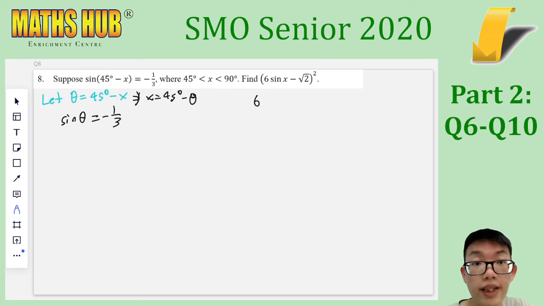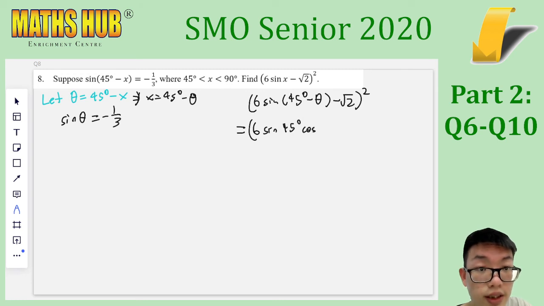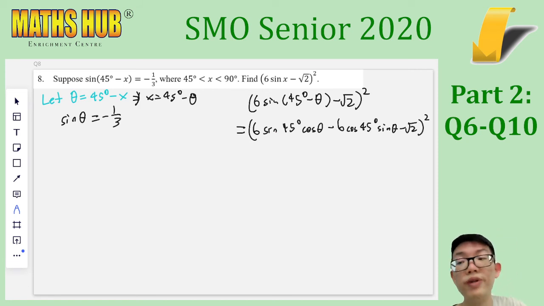So that means that 6 sine x minus square root 2 squared can be written as 6 sine 45 degrees minus theta minus square root 2 squared. Here we can apply the compound angle formula. So sine 45 degrees cosine theta minus cosine 45 degrees sine theta minus square root 2, whole thing squared.